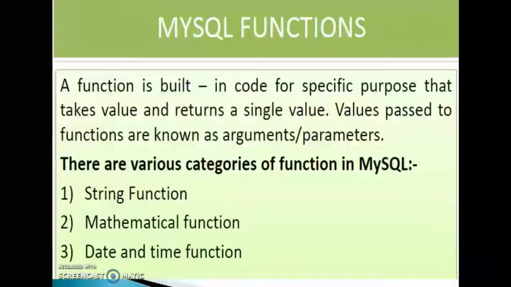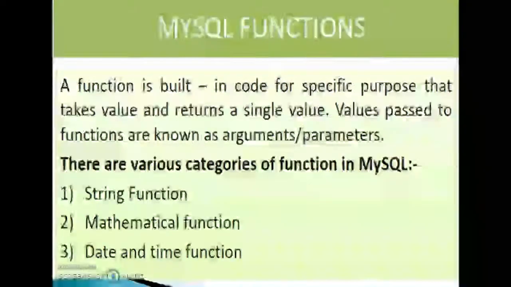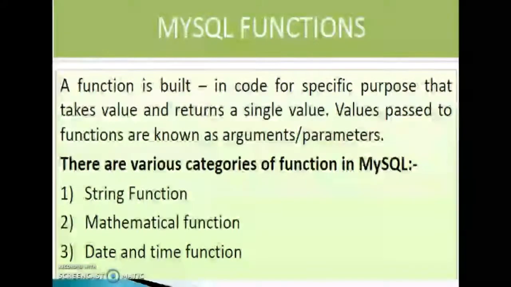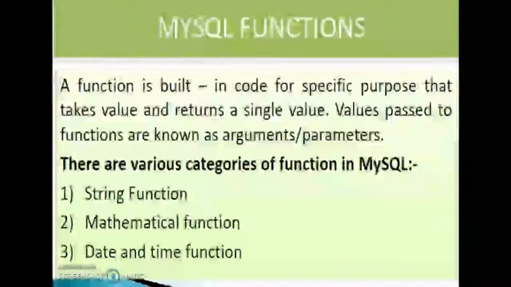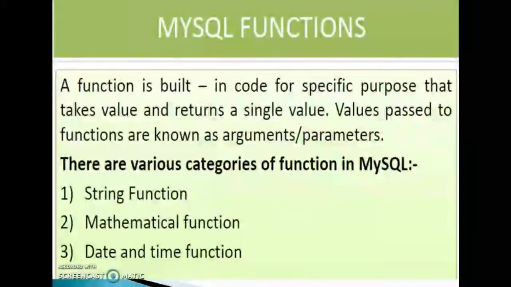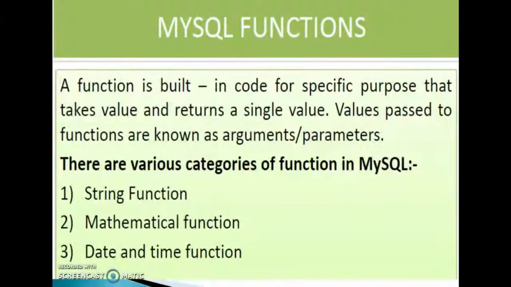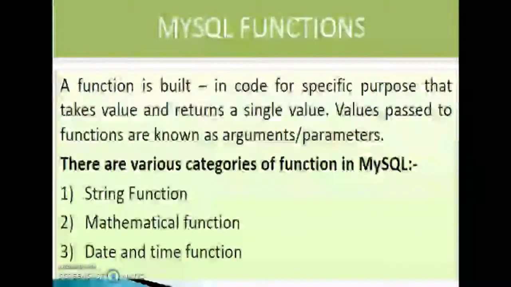A function is a built-in code for a specific purpose that takes values and returns a single value. It will take values as arguments and return a single value. Values passed to functions are known as arguments or parameters. Three different types of functions are there in MySQL: string function, mathematical function and date and time function.